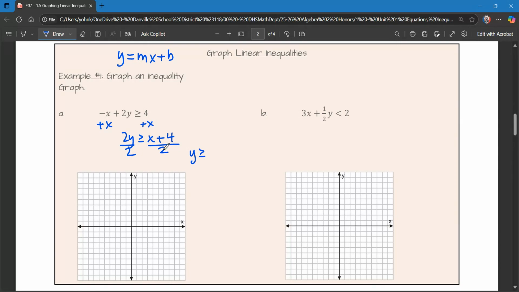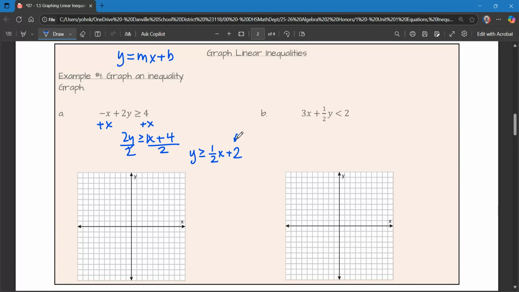Now you have x over 2. Think of it as 1x over 2, so then you can think of it as 1/2 x. And then you have 4 divided by 2, which is 2. So the graph that you need to draw is y is greater than or equal to 1/2 x plus 2.